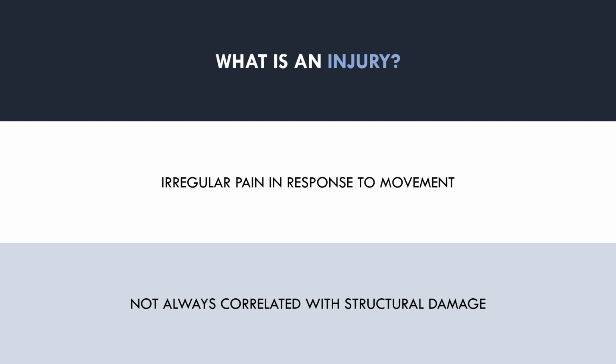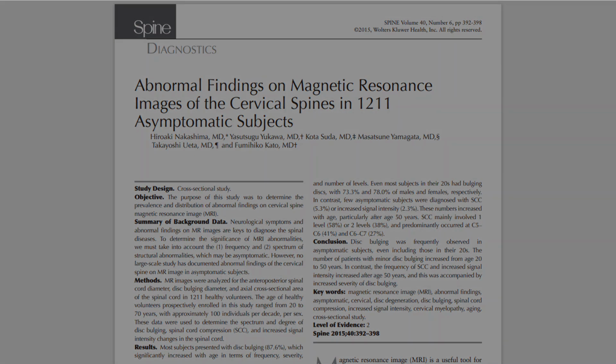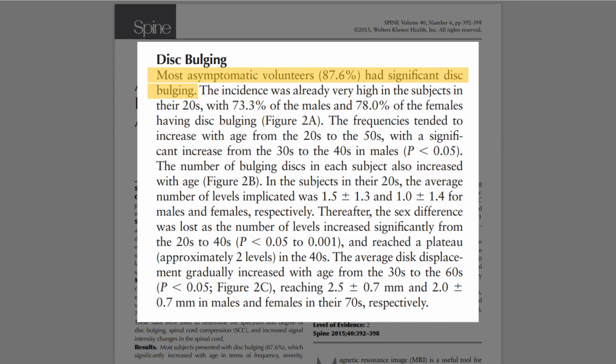To demonstrate this idea, let's take a look at this study. In this study, around 1,200 adults were recruited who were all asymptomatic, meaning they reported no prevalence of back pain. The researchers simply took an MRI of their cervical spine, which is around the neck area, and assessed the structural state of the spine region. It was found that 87.6% of the subjects presented with disc bulging, despite no subjects reporting any history of pain in the region. This demonstrates the disconnect between pain and structural damage.